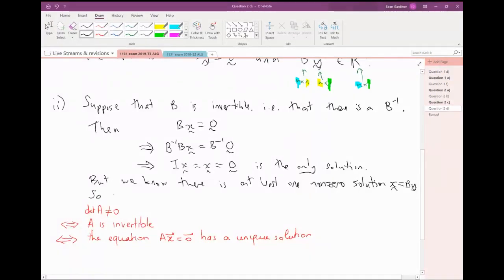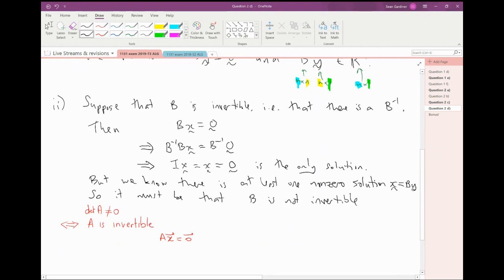So the point is, we know that our supposition was wrong, right? What we supposed can't be true. So it must be true that B is not invertible, right? Which is the same as saying that the determinant of B is 0. Okay.